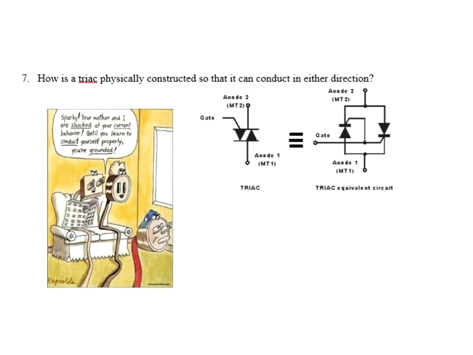All right, how is a triac physically constructed? Well, you'll remember over here you can see an SCR looks like this. Okay, just one of these. If I put two SCRs back to back and tie the gate together, I get a triac. That's how it's physically built. And that's why I can conduct in both directions.